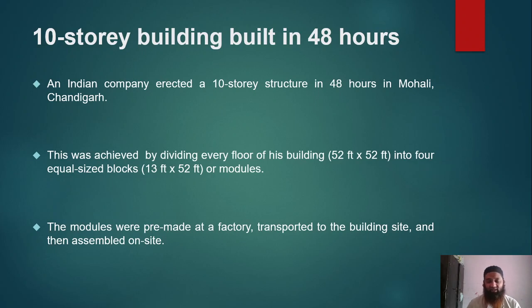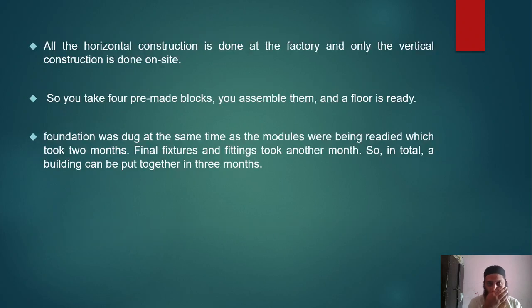You can see what happened simultaneously. All these modules or elements were cast in the factory, brought to the site, and erected one after the other, and it took barely 48 hours to come up with a 10-story building. All the horizontal construction is done at the factory, and only the vertical construction is done on site. The vertical elements were constructed on site, and all the horizontal elements were constructed off site and brought to the site and assembled. So you take 4 pre-made blocks, you assemble them, and the floor is ready.